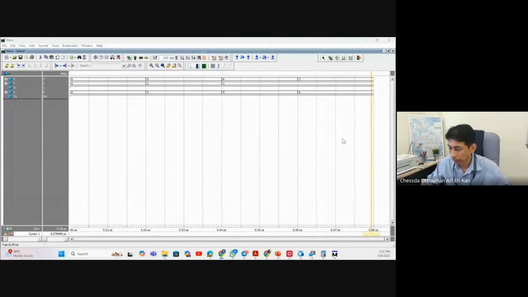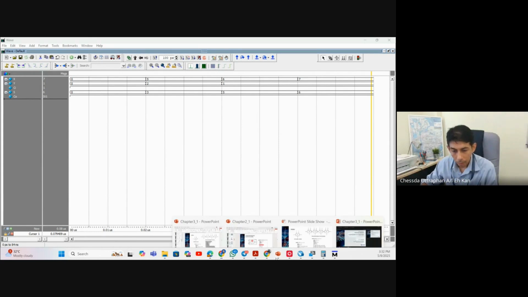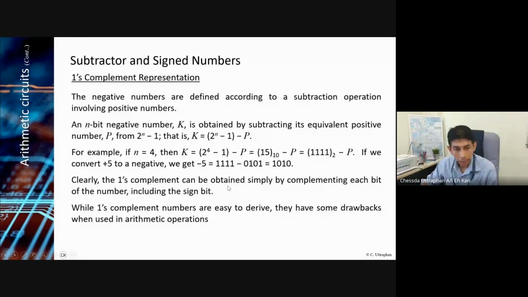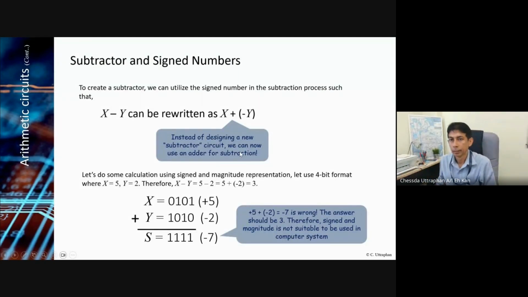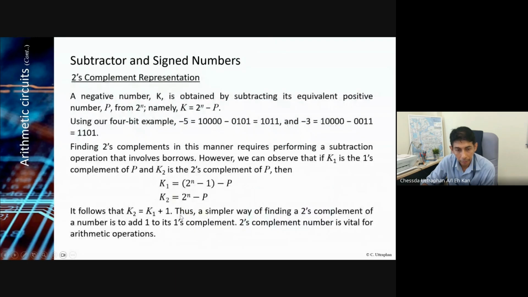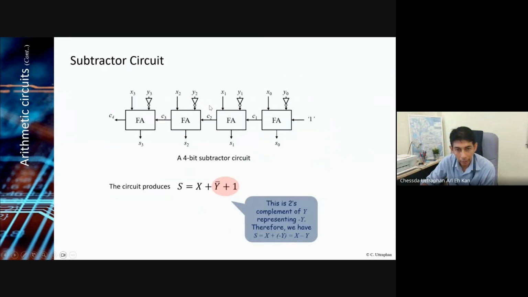So let's continue. This is the same concept, yeah, same concept. So you can read from the notes. In the previous example is the explanation. So you can read from the notes, the detailed explanation of that. Same thing, right? So we have designed this already, the subtractor just now.